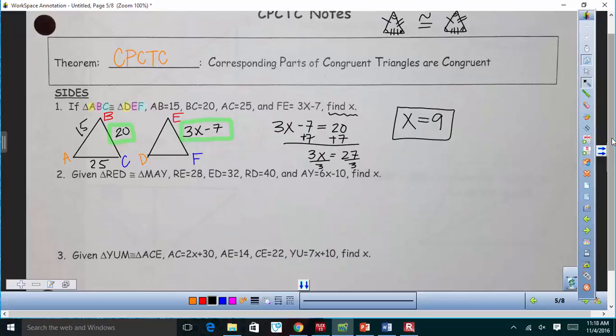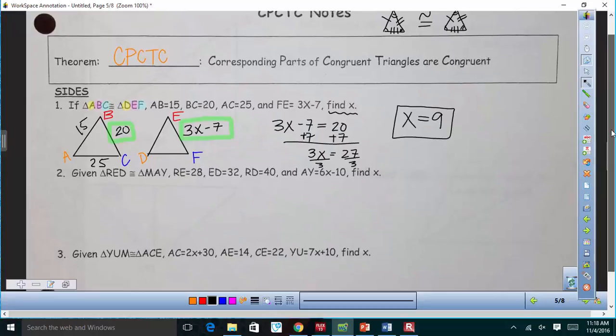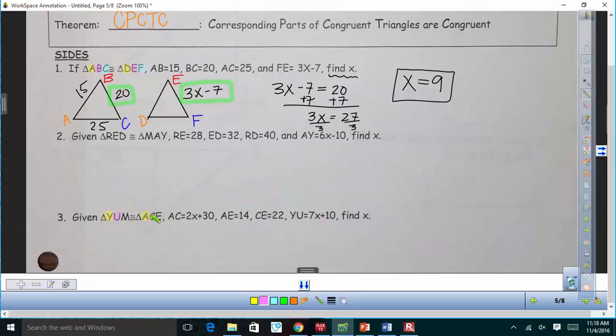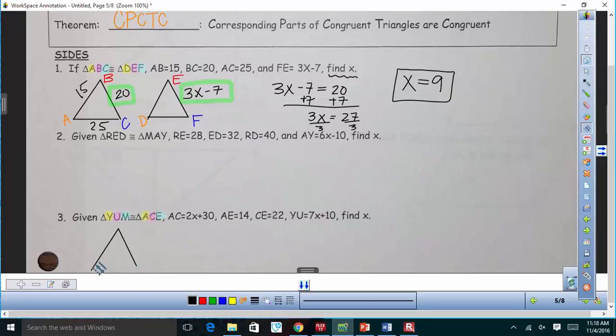Okay, let's try one that doesn't just give me a whole bunch of numbers and maybe has an expression. So let's look at number 3. So number 3, take your highlighters again. Y is going to go with what letter? A. U is going to go with what letter? C. And then M goes with what letter? Very good. Okay, so when I draw my triangles, I want to make sure that I put the same color in the same spot.